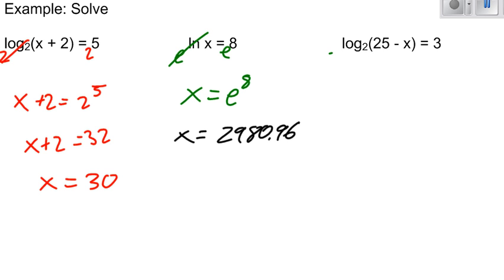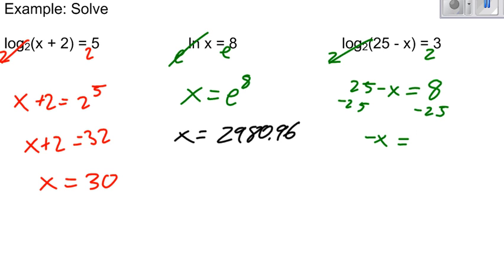And again, we have log base 2, so make both sides become powers of 2. 25 minus x equals 2 to the 3rd, which is 8. Subtract 25 from both sides. Negative x equals -17, so x equals 17.